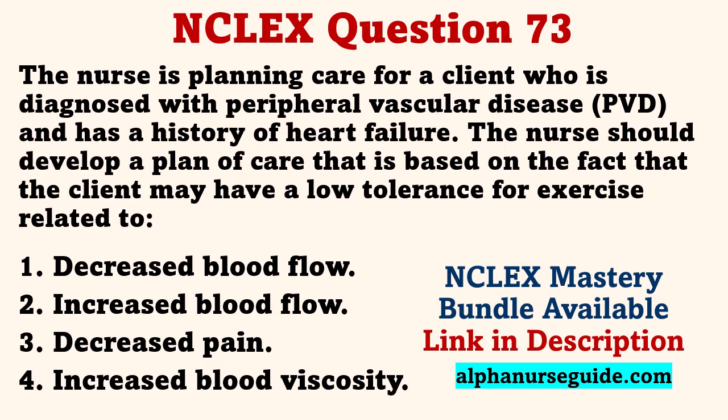The nurse is planning care for a client who is diagnosed with peripheral vascular disease and has a history of heart failure. The nurse should develop a plan of care that is based on the fact that the client may have a low tolerance for exercise related to 1. Decreased blood flow, 2. Increased blood flow, 3. Decreased pain, 4. Increased blood viscosity. The correct answer is 1.